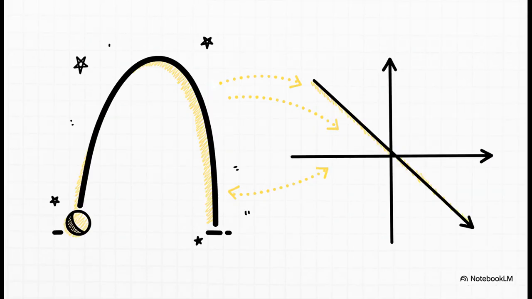So how on earth do we graph this whole complex journey of changing velocity? Well, because the acceleration from gravity is constant and negative, the velocity graph is just a straight line with a constant negative slope. That's it. This one simple line tells the entire story of the ball's flight.